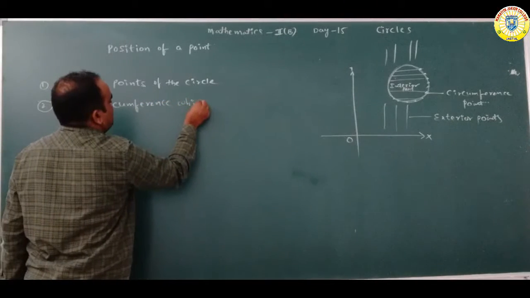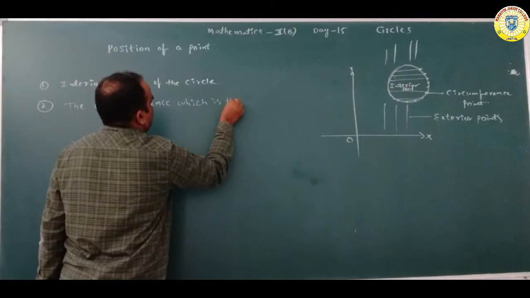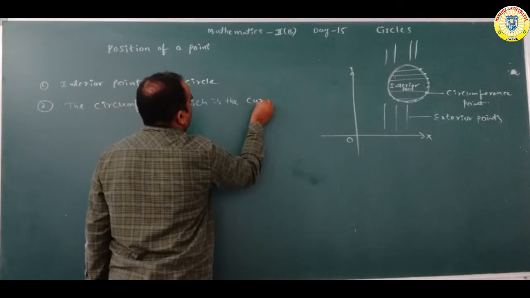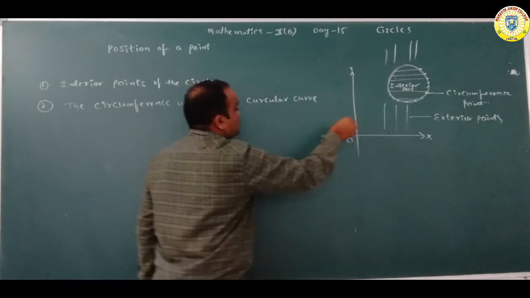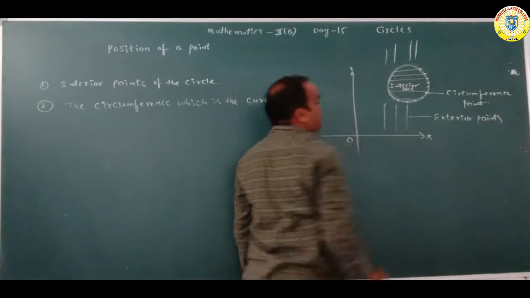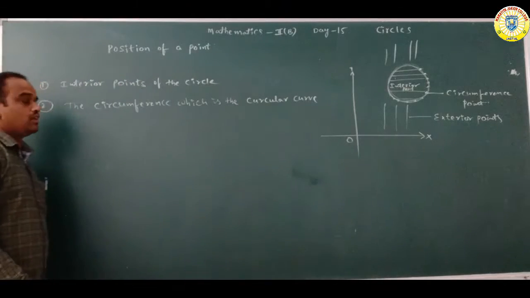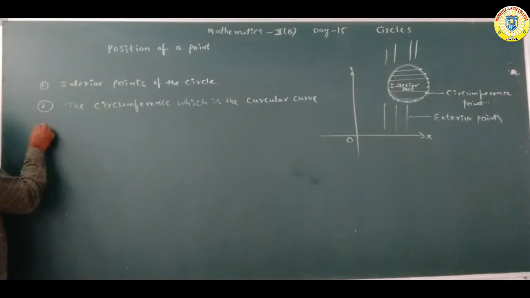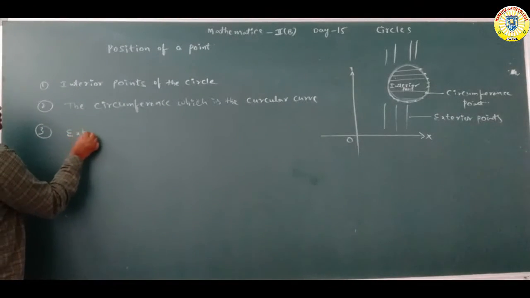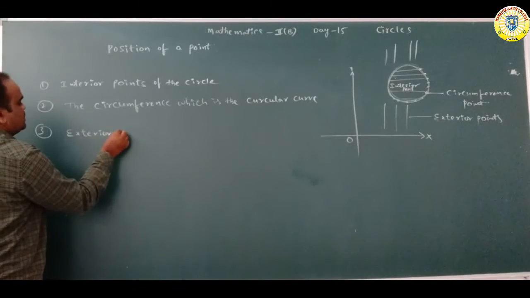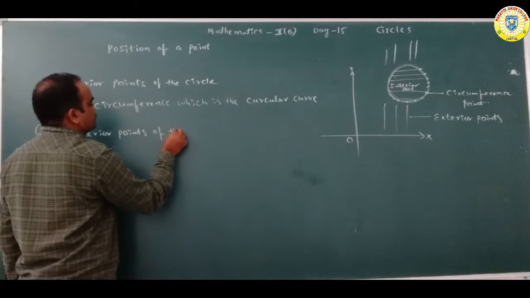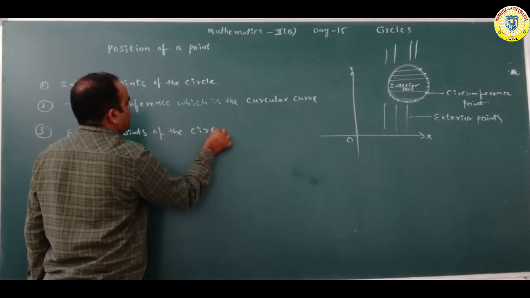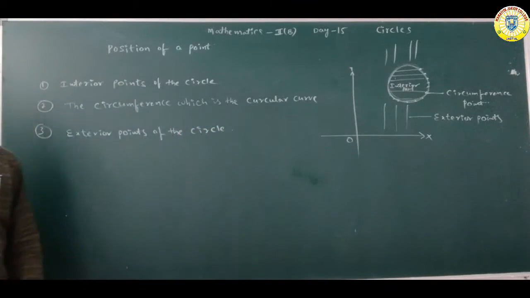That is the points on the circle. The third one is the exterior points of the circle. There are three parts here.